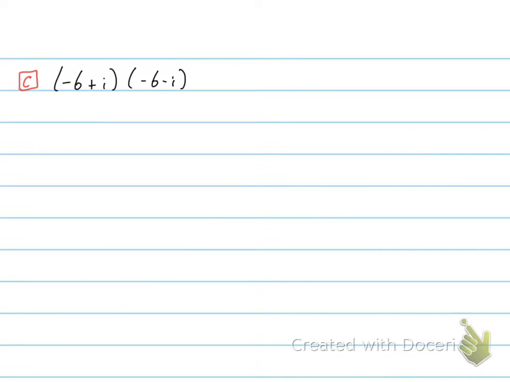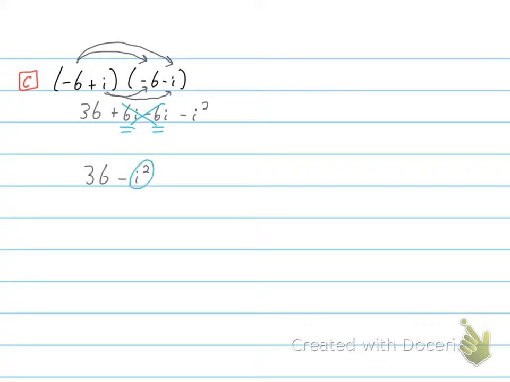Finally, let's look at one more example, and you're going to notice something weird happen here. I'm going to FOIL, so I get 36 plus 6i minus 6i minus i squared. The middle terms will cancel out because it's 6i minus 6i. Those i squared will turn into negative 1. So I have 36 plus 1, which gives me 37. So notice here I multiplied those two complex numbers together and I got a real number.